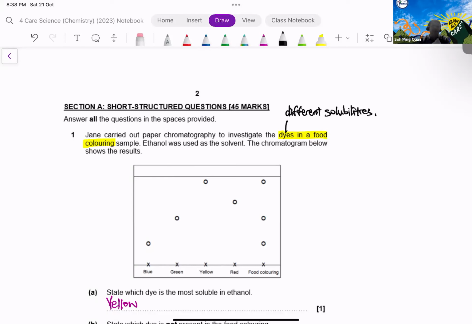Okay? Now, the next thing to take note of in chromatography is what is the solvent? Now, many students will fail to underline that sentence. Ethanol was used as a solvent. This is crucial. You need to know what is the solvent used. Because later on, they could ask you, so suggest another solvent that can be used. So you need to know. All right? So in this case, ethanol was used as a solvent. Okay?